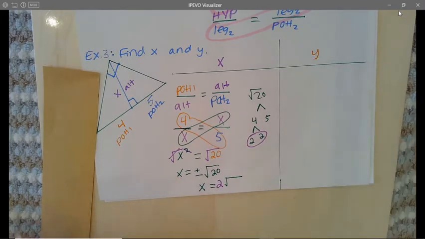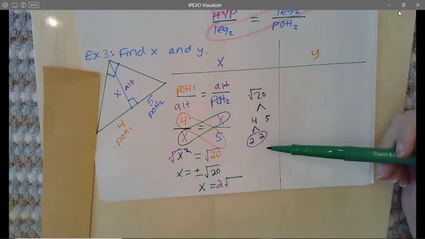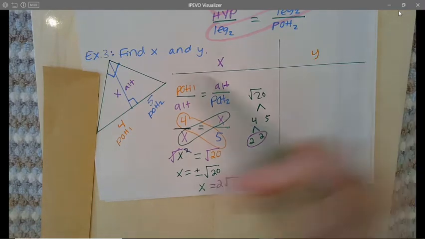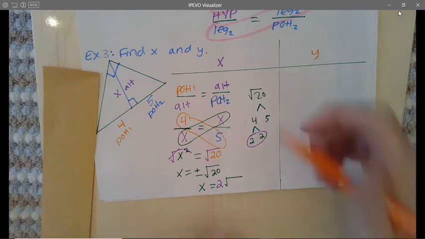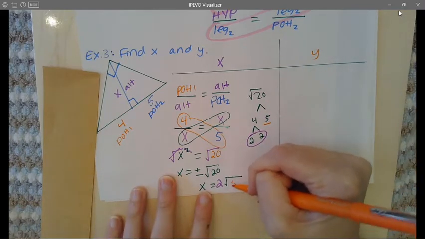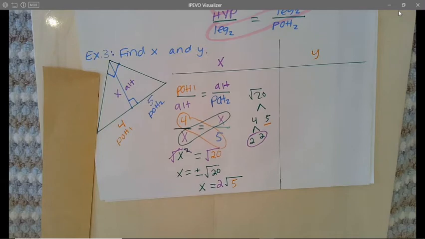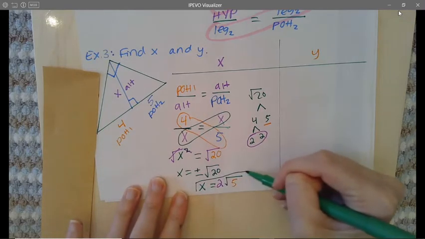And then my lonely single number. So my pair of 2's get to go on their math dates. The lonely single 5 has to stay in for the night. Poor 5. Okay, so x is going to be 2 root 5. And that's how you find x.